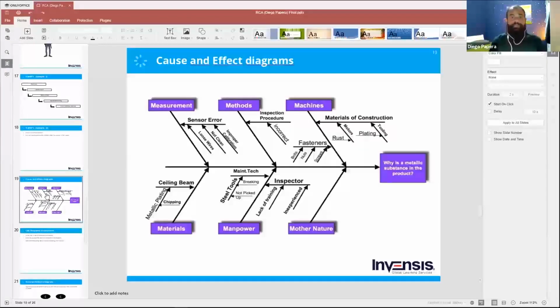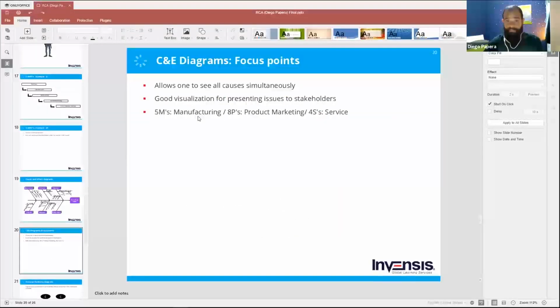So we have the causes grouped up according to certain criteria. And this criteria changes from type of organization to type of organization. So here we are looking at the manufacturing industry, where we have the 5 M's. In the manufacturing industry, we have manpower, man or woman power. We have machinery, we have material, we have the method, and we have measurement. One extra area that is often added is Mother Nature.